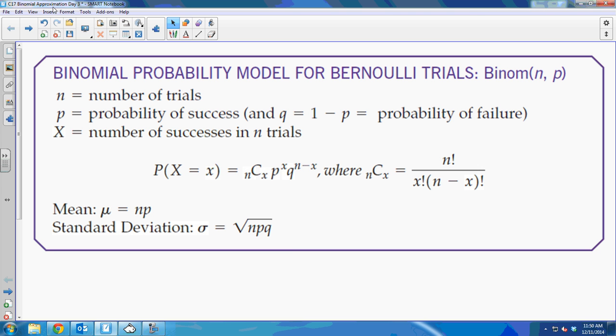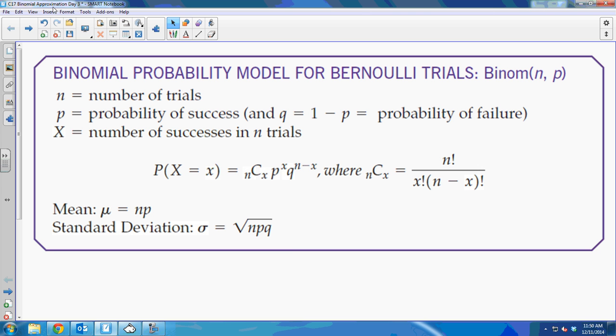So if it's asking you for the mean or standard deviation, you have to assess what they're asking you. Are they asking you how many coin flips you would expect to get before the first heads? Or are they just asking you how many heads you would expect in a certain amount of coin flips? Those are 2 different questions, 2 different models. The standard deviation would go along with that.